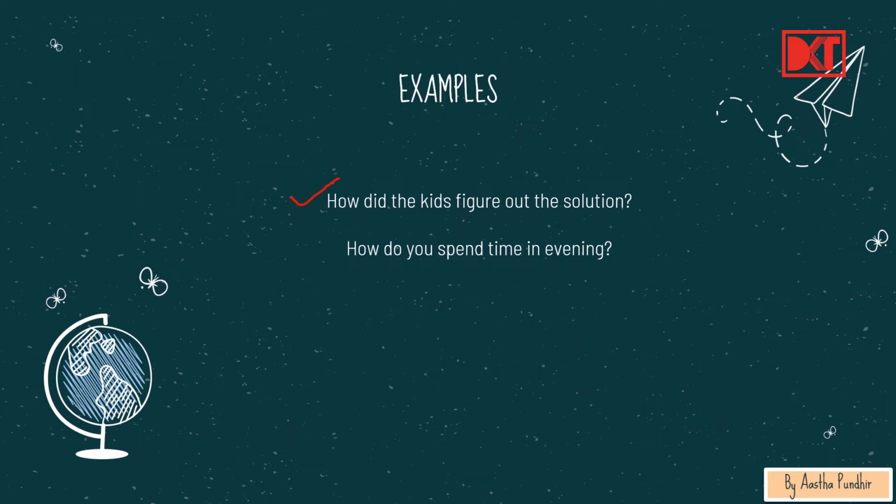Then, how do you spend time in the evening? Again, we're asking about a certain manner. How did you make this dish? Here again, we're asking about a certain process, a certain manner in which something was done. Alright. Or something was done or is being done or will be done. We use how.